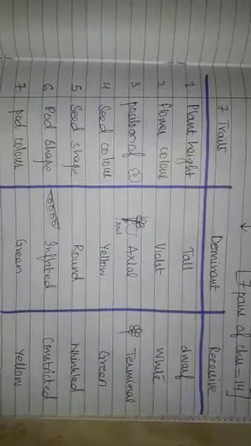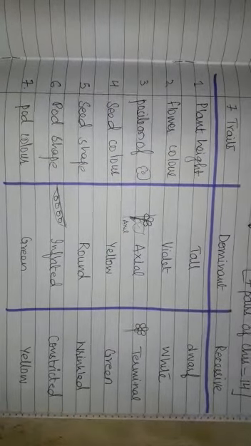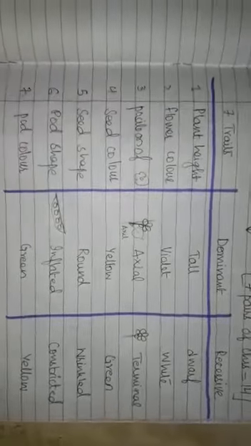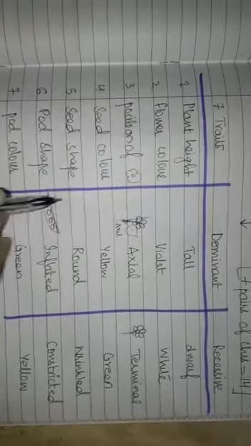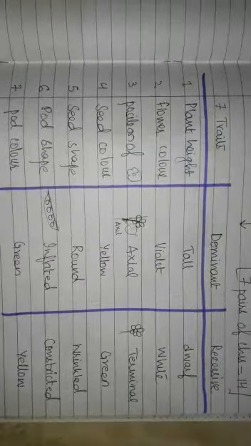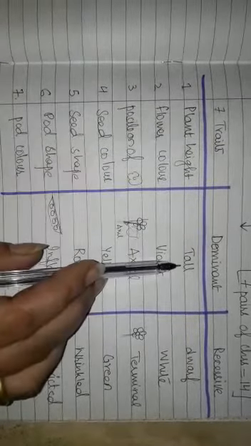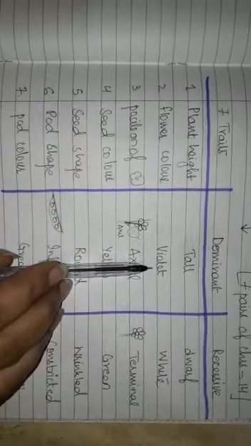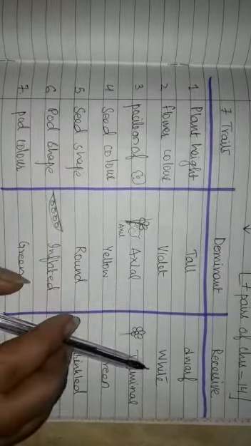Now all the seven characters which Mendel studied are present as dominant and recessive. Like in plant height, tallness is dominant to dwarf. Violet color of the flower is dominant over white color.